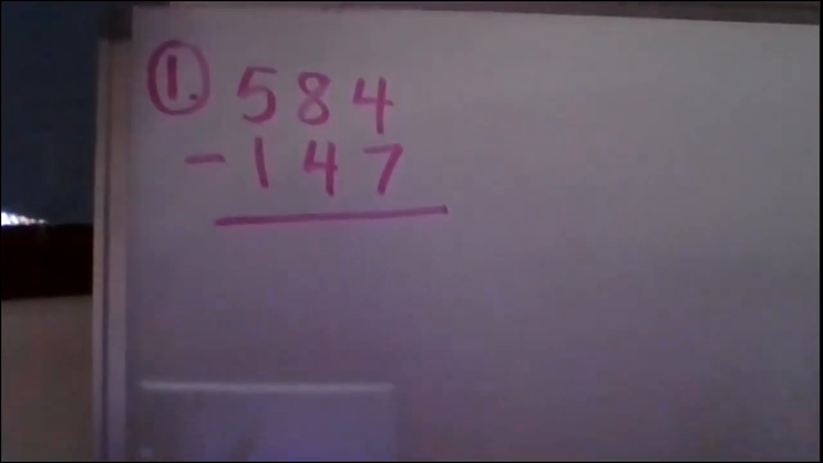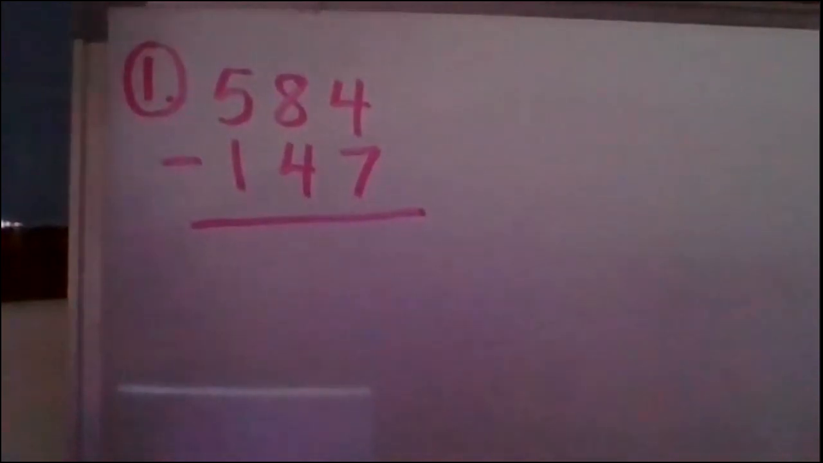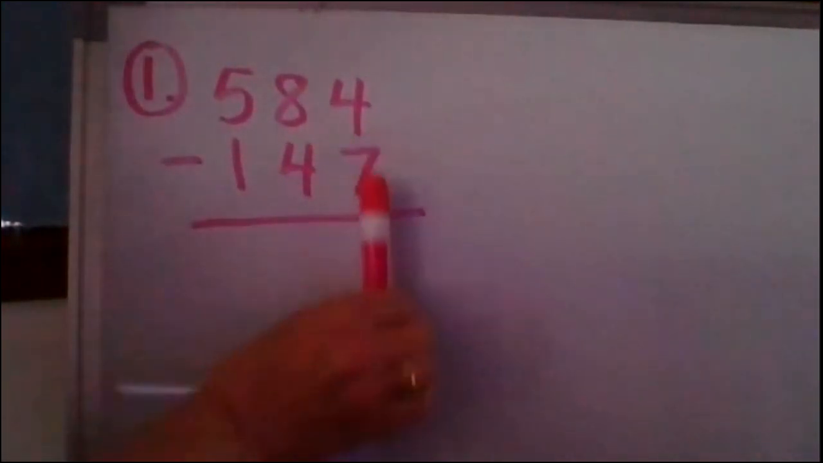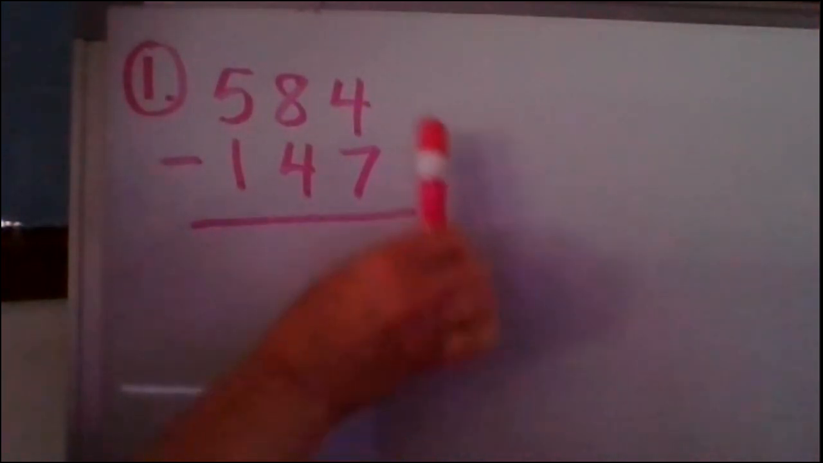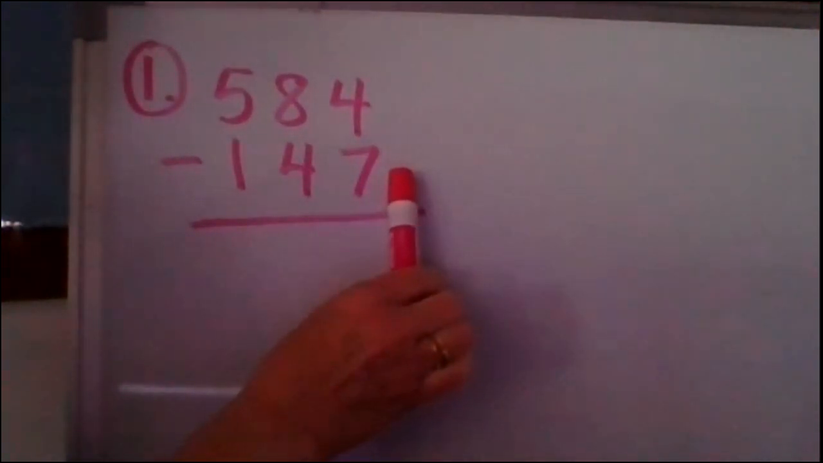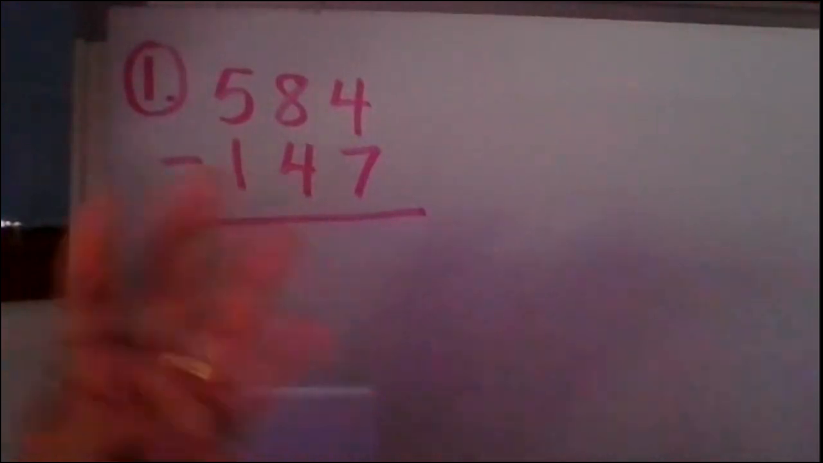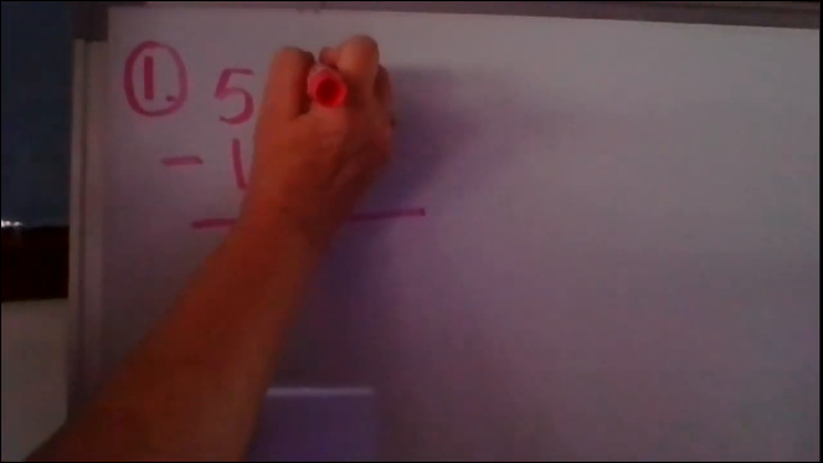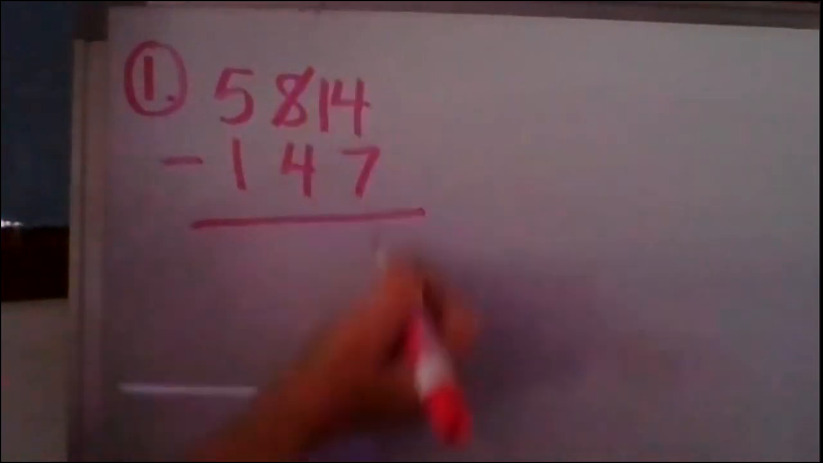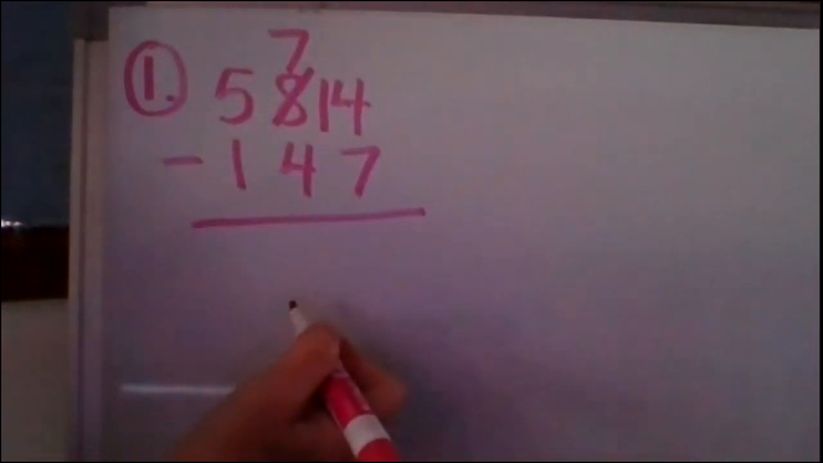So here we are, boys and girls, and just like we've always done, remember, we start in the ones. That is correct. 4 take away 7. Well, can we do that? No, we can't. There's more on the floor. We go next door and we regroup. That's right. We bring those 10 ones over, make it 14, and the 8 goes down to 7.